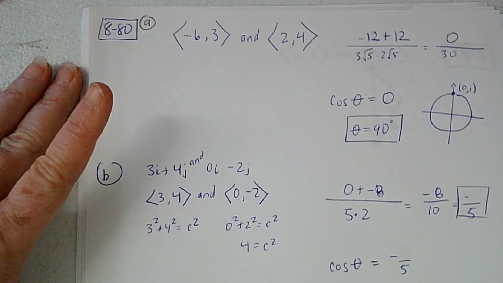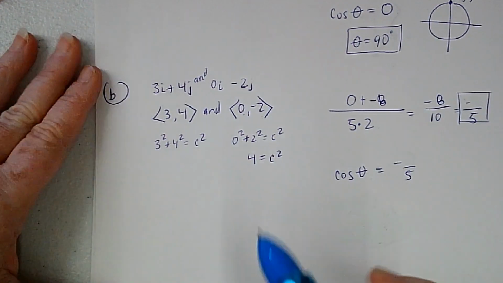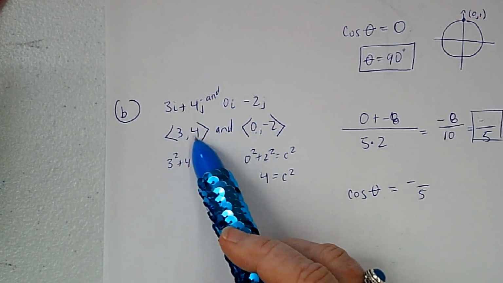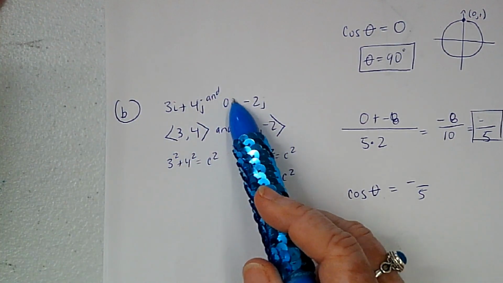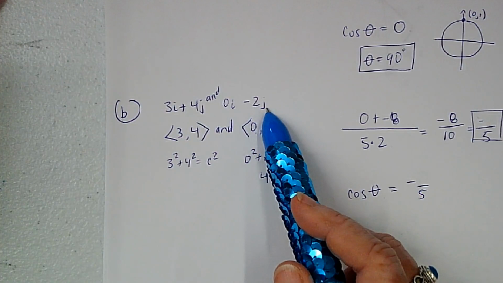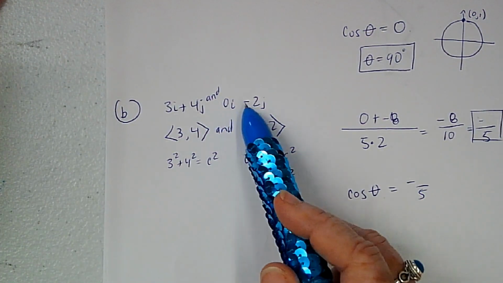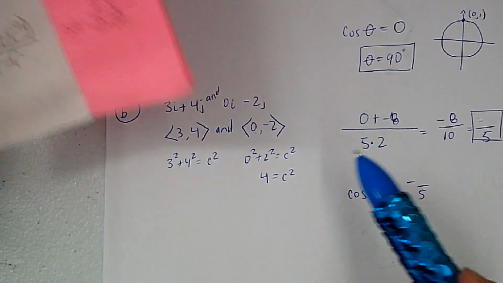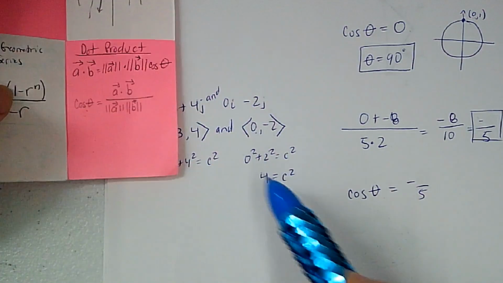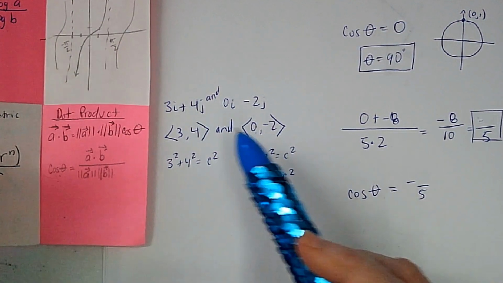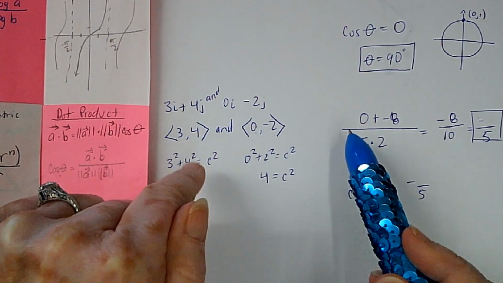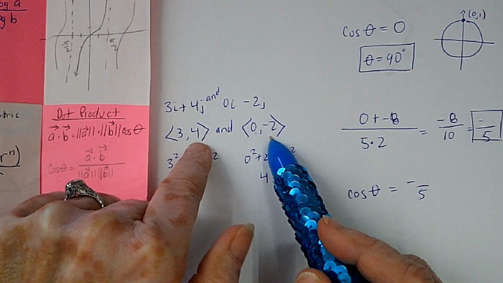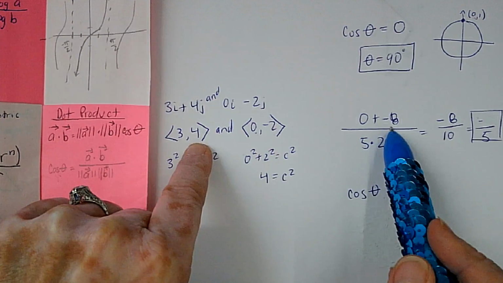Letter B, they try to throw a little monkey wrench in there. They give you the IJ form, but I just turn it right into component form. This one was interesting because it just said negative 2J. That means that there was a 0I, so that's 0, negative 2. I didn't bother drawing it because I just want to use my dot product formula now. So I'm going to dot: 3 times 0 is 0, and 4 times negative 2 is negative 8.